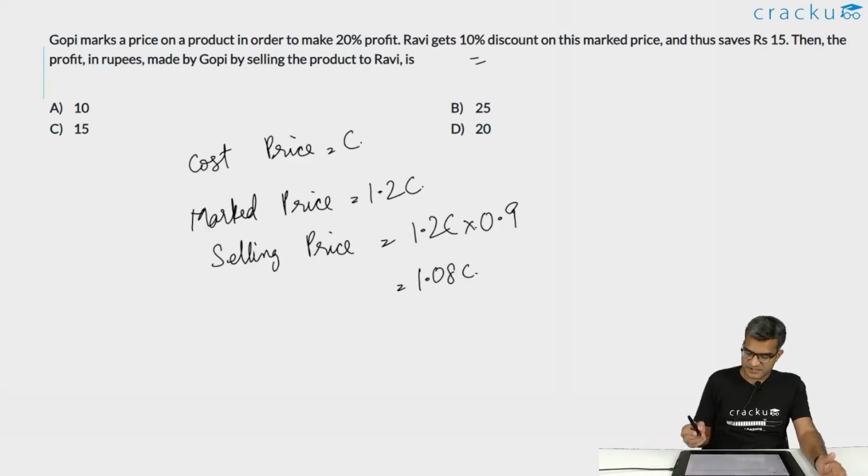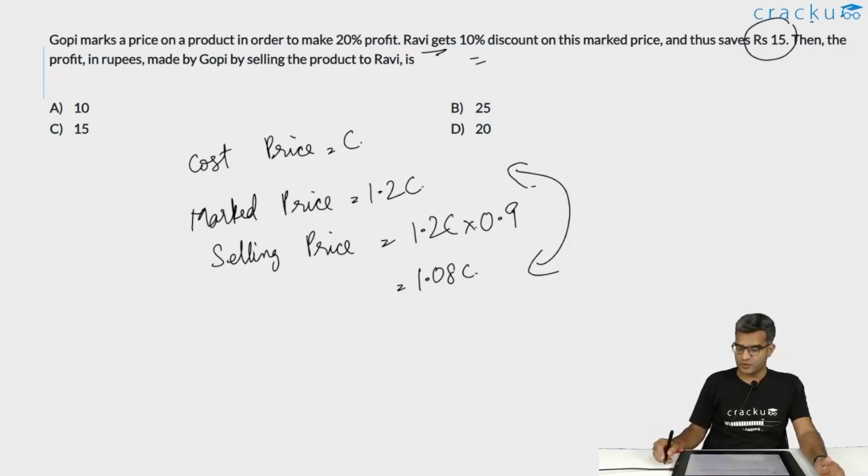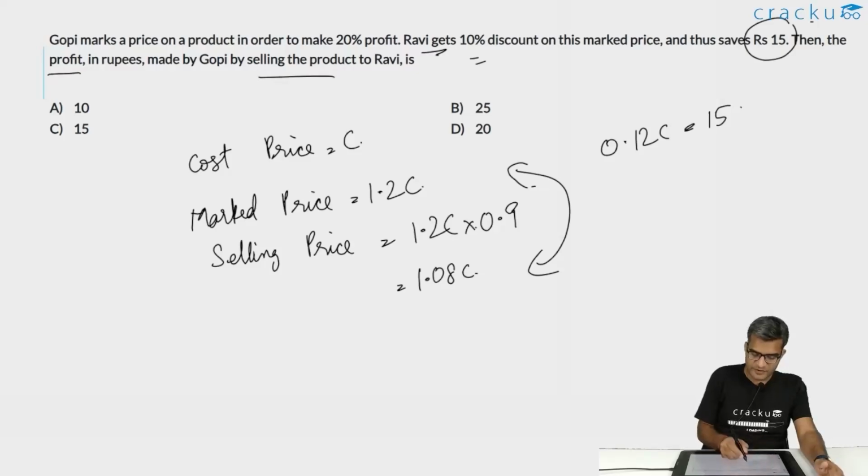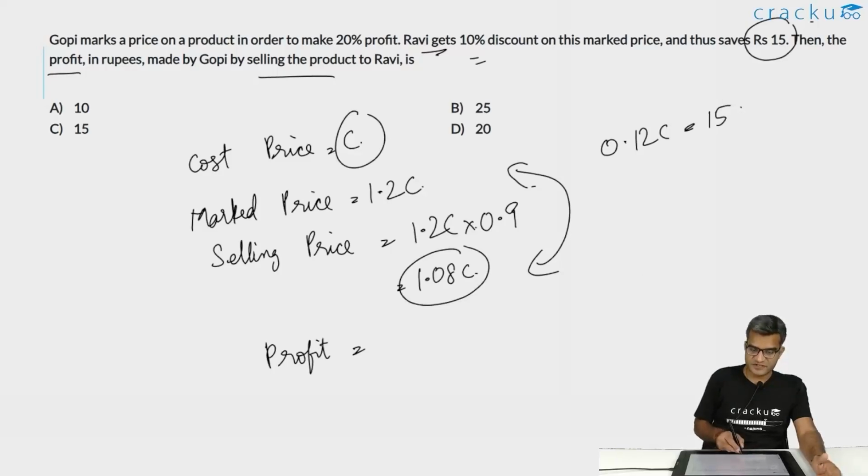Now who bought this? Ravi bought this and he saves 15 rupees. So the difference between these two is equal to rupees 15. That is 0.12C is equal to 15. And what are we required to calculate? We are required to calculate the profit that Gopi made by selling this to Ravi. What is the profit made? Profit is equal to selling price minus cost price, which is equal to 0.08C. So we are required to calculate what is 0.08C.